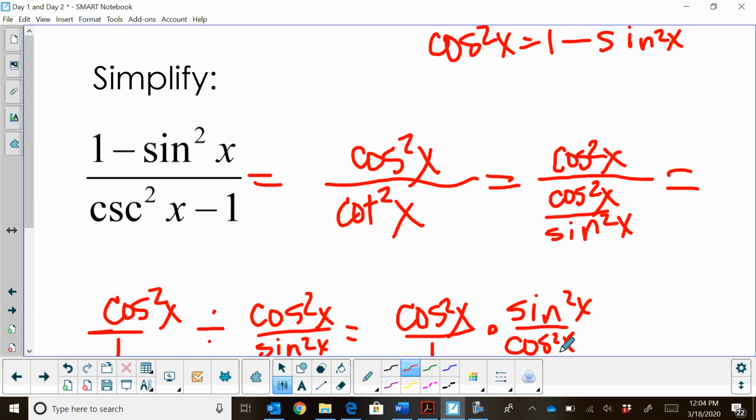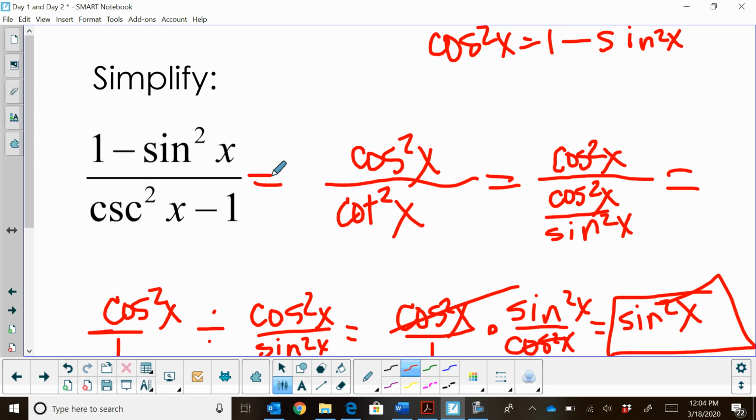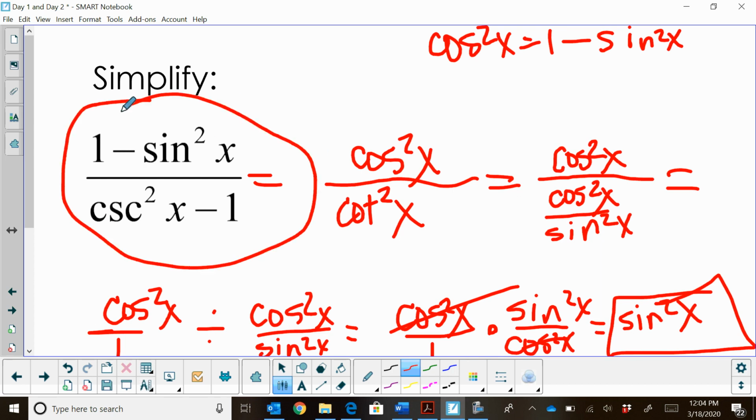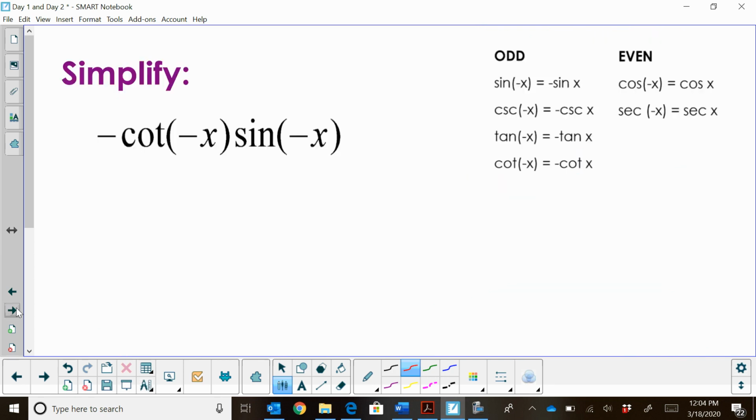Use our algebra skills. Same factor, they cancel out. Same terms. So I end up with just sine squared x. So there's my final answer, sine squared x. So this big term simplifies to just simply sine squared x. There we go. So there's one of our trig identities where we're just simplifying.